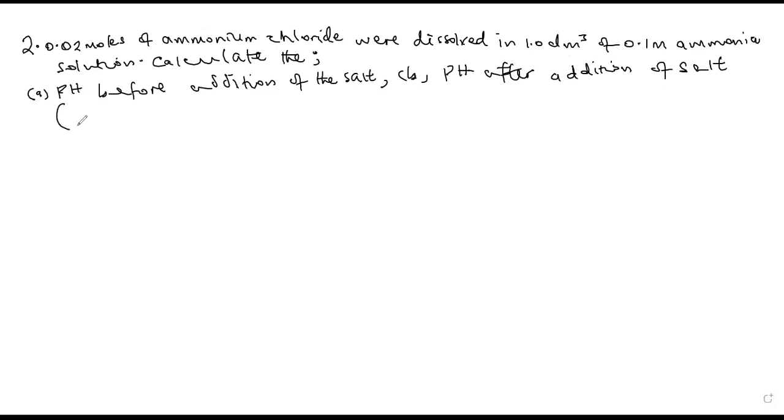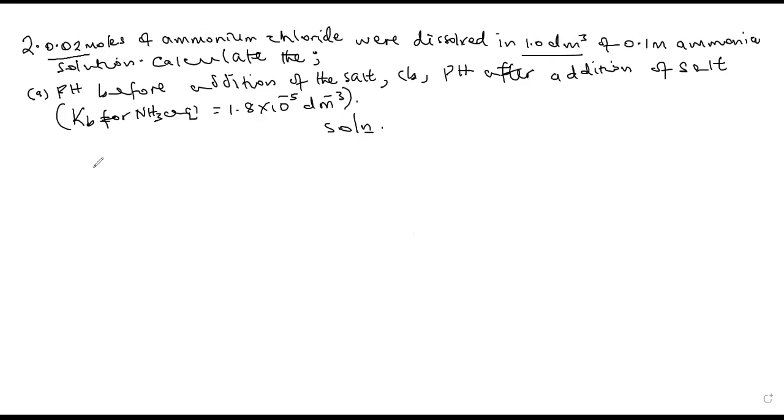We are going to take an assumption. Actually, this is a constant, Kb, for ammonia is equals to 1.8 times 10 power negative 5 mol per decimeter cubed. Now, this question sounds very easy, and indeed it is very easy. 0.02 moles of ammonium chloride were dissolved in 1 decimeter cubed. What does it mean? These are moles per decimeter cubed, right? Of 0.1 molar ammonia solution.